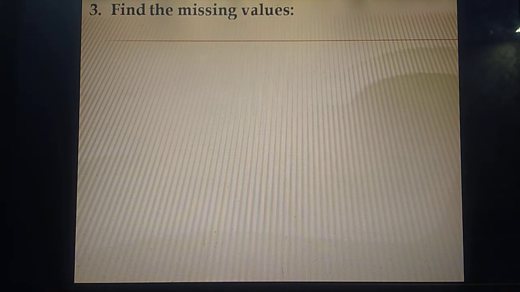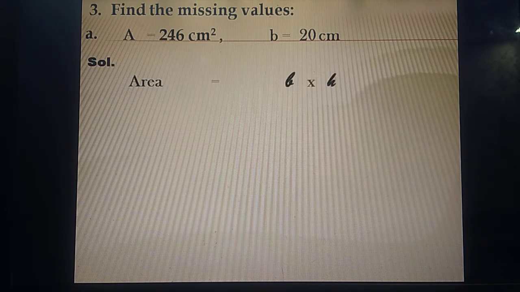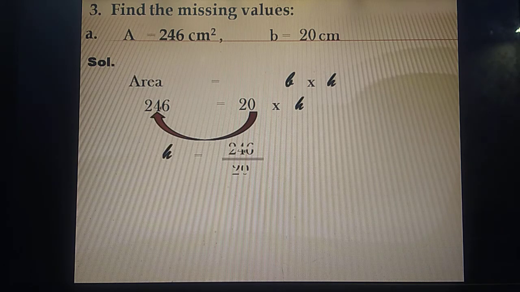Question number 3, find the missing values. In the first set, area and breadth is given to you, that is base. Here, we will use the formula for parallelogram, area of parallelogram, which means base into height. Area is 246 and base is 20. Height will come as it is. To find the value of height, shift 20 to the other side. H means 246 upon 20. Divide them, you will get the answer as 12.3 centimeter.